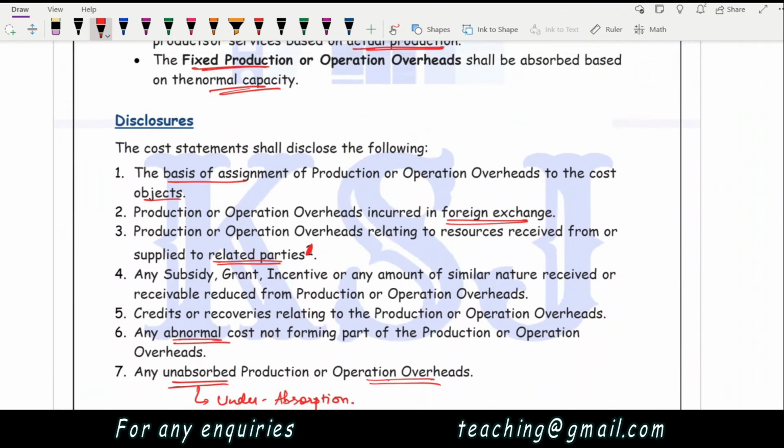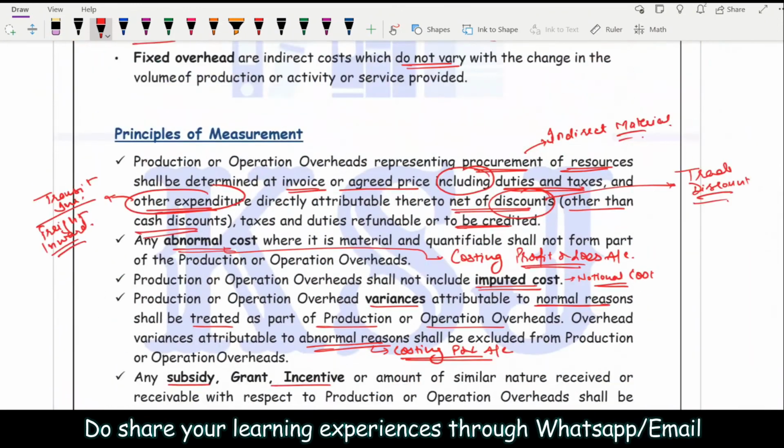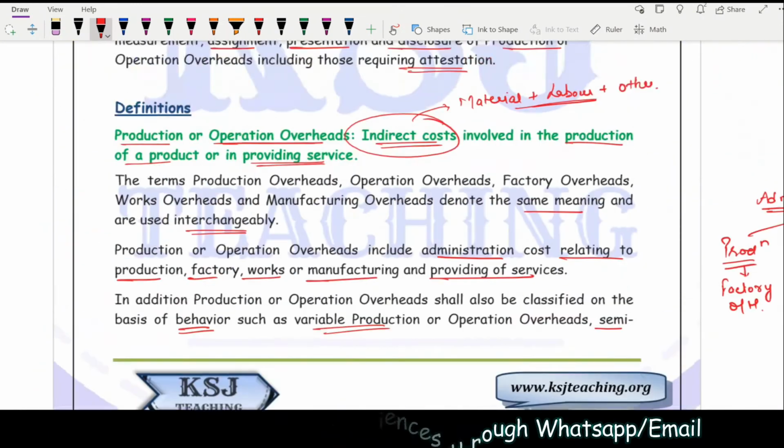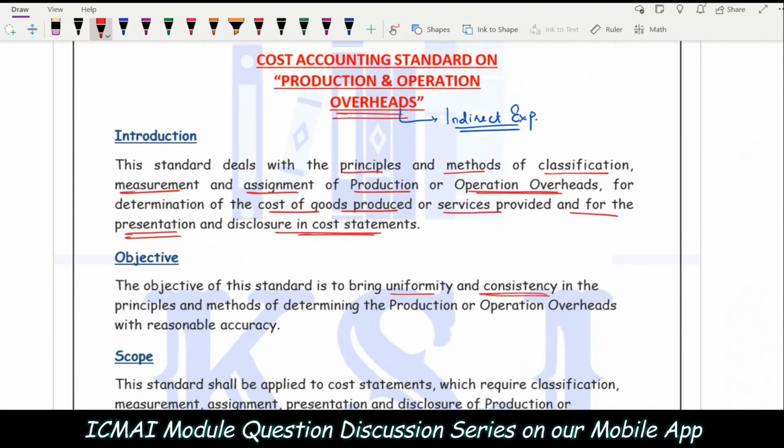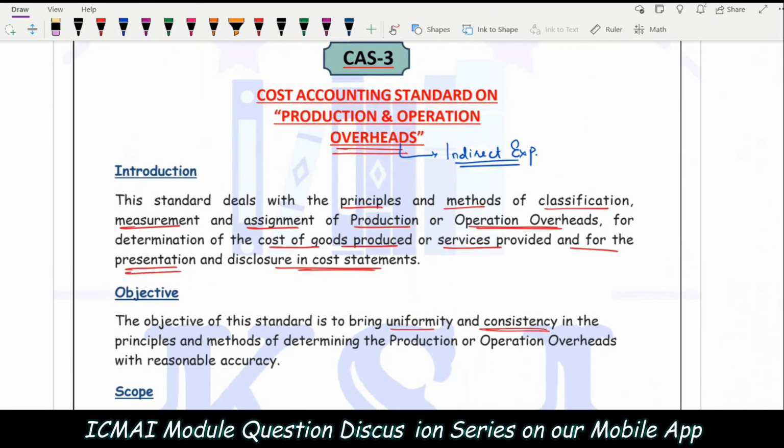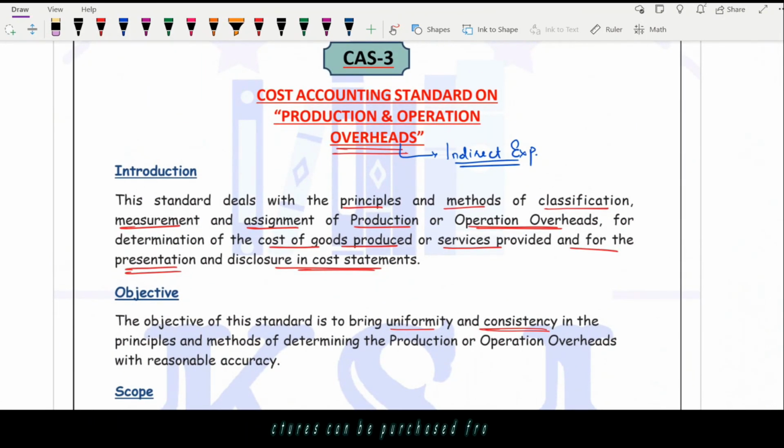Right, guys? So this is cost accounting standard 3, related to production or operation overheads, and more or less the things we have covered in the overheads chapter also, right?